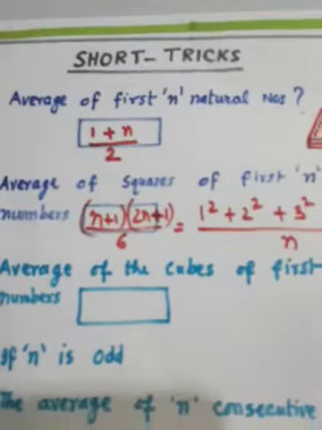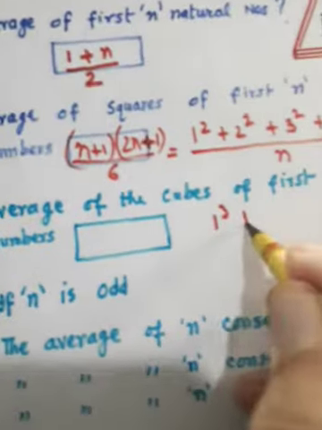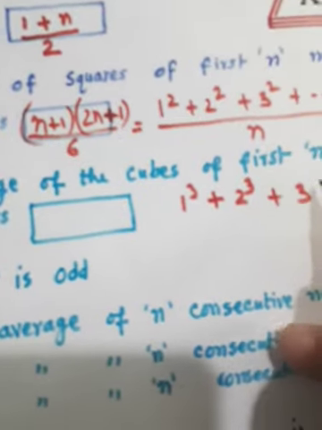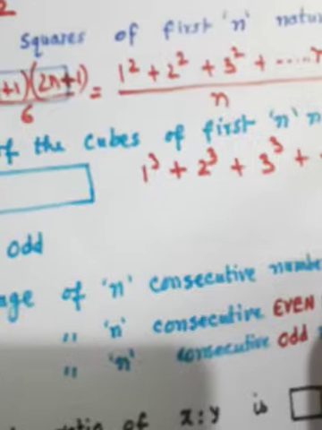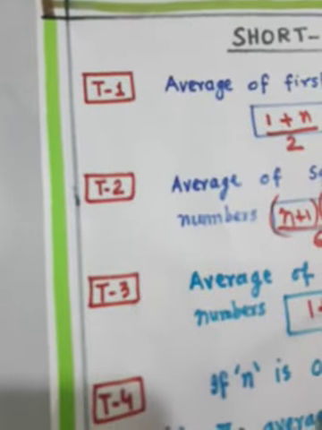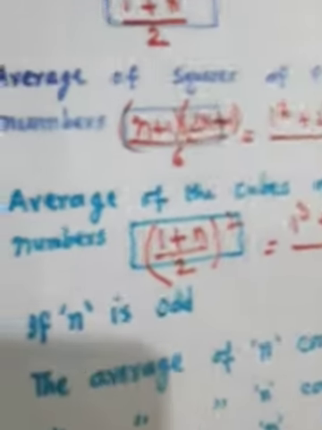Now, if you want to find the average of cubes, 1 cube plus 2 cube plus 3 cube plus 4, so on up to n cube, divided by n. The formula is same as the first formula, that is 1 plus n by 2, square of this, do the square of this.